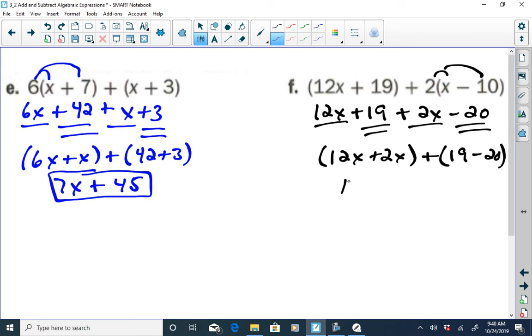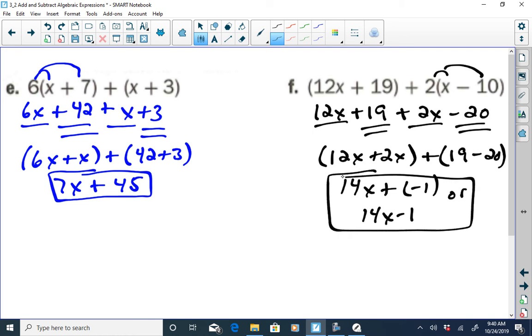12x and 2x is 14x. Plus, well, what's 19 take away 20? That's negative 1. So I can write it as 14x plus negative 1 or 14x minus 1. Either answer is acceptable. So if we're using the distributive property, if you recognize that, we have to do that first, and then we go back into the same steps. Remove the parentheses, identify the like terms, group the like terms using parentheses, and then we simplify.